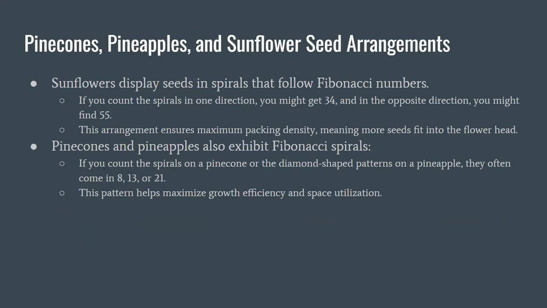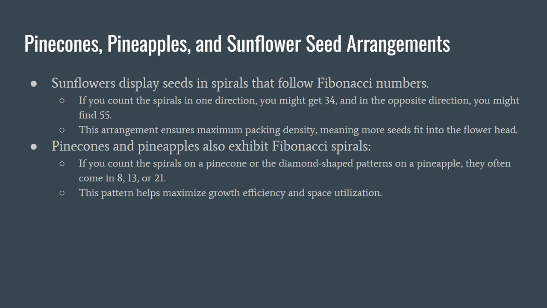Another example would be pine cones, pineapples, and sunflower seed arrangements. Sunflowers display seeds in spirals that follow Fibonacci numbers. If you count the spirals in one direction, you might get 34, and in the opposite direction, you might get 55, which are both Fibonacci numbers. This arrangement ensures maximum packing density, meaning more seeds can fit on the flower head.